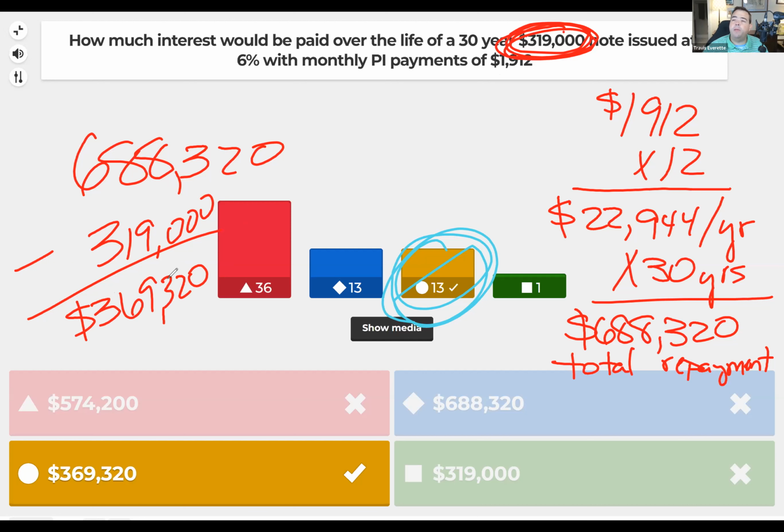Nisha said, I knew the PI payments mattered, I just didn't know what to do with it. Okay, well, now you do. Myra said, way easier than I thought. Absolutely. This question is coming. Some variation of this question is coming.